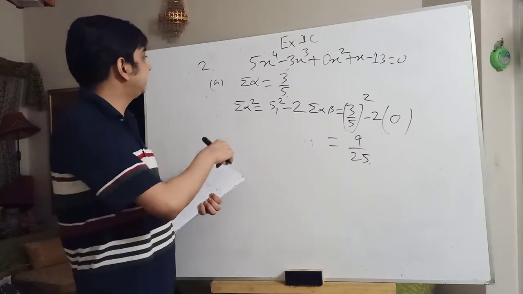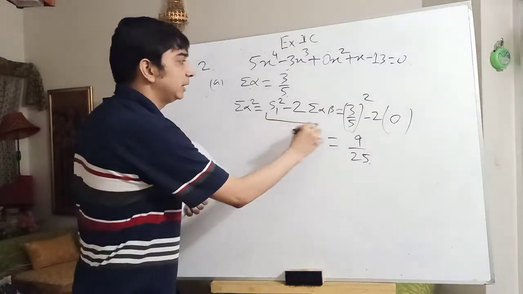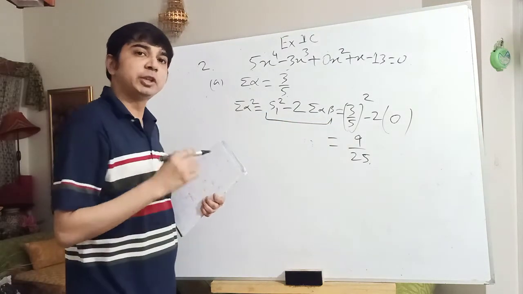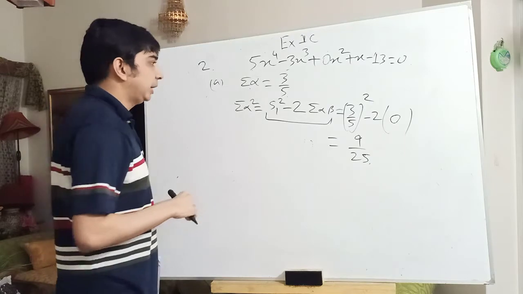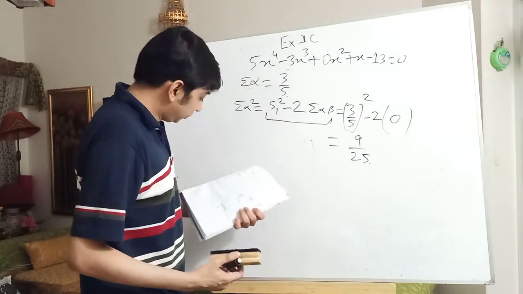So part A is asking for summation of alpha and summation of alpha square. This is done. This is just the same formula that you use for the cubic equation, and this same formula applies for the quartic also. Now let's move on to part B.